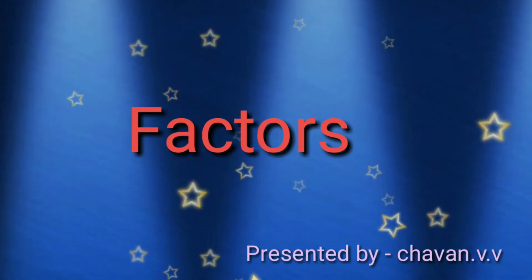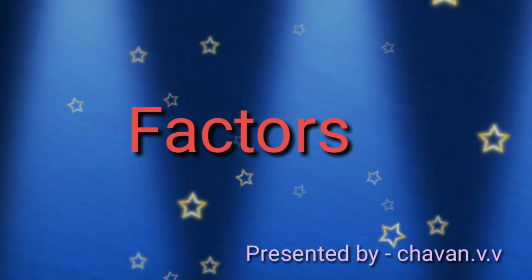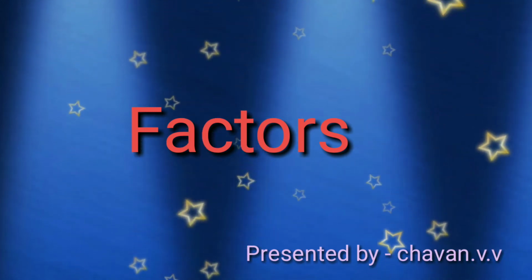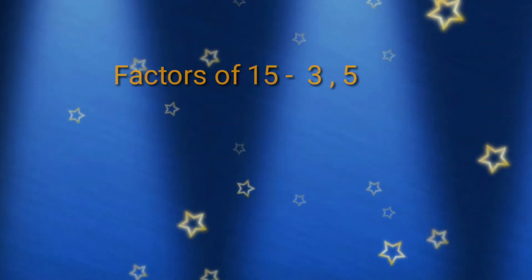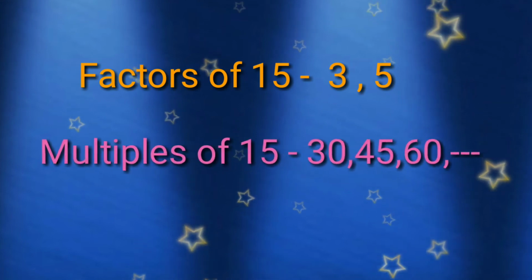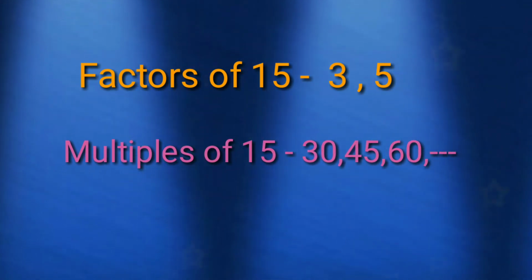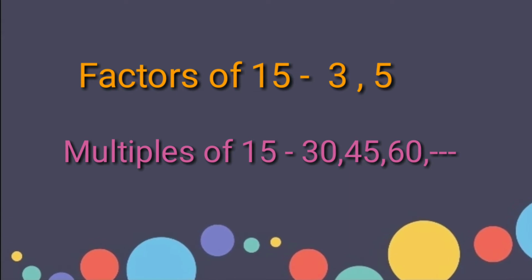The word factor is also related originally to a date. The terms factor and multiple are sometimes confused with each other. For example, factors of 15 include 3 and 5. Multiples of 15 include 30, 45, 60. See more above about factors.